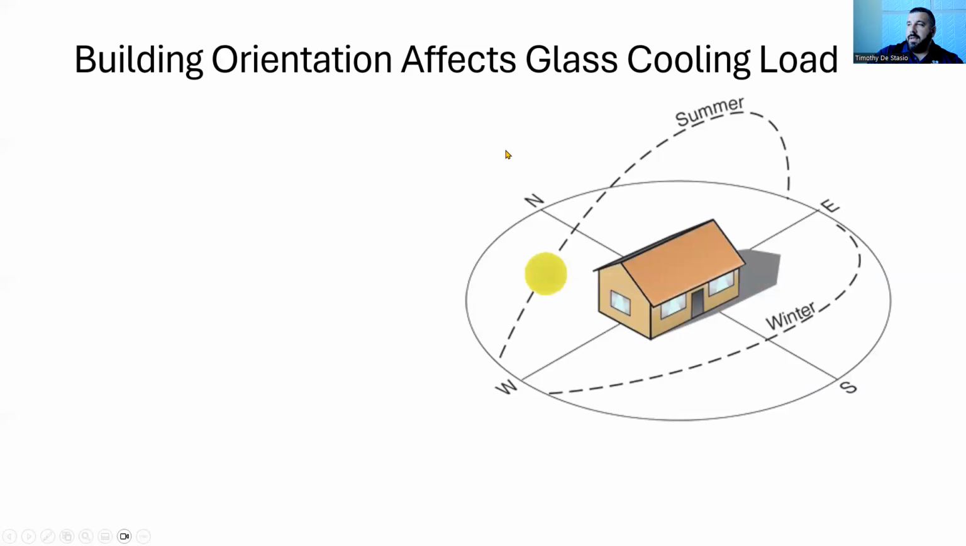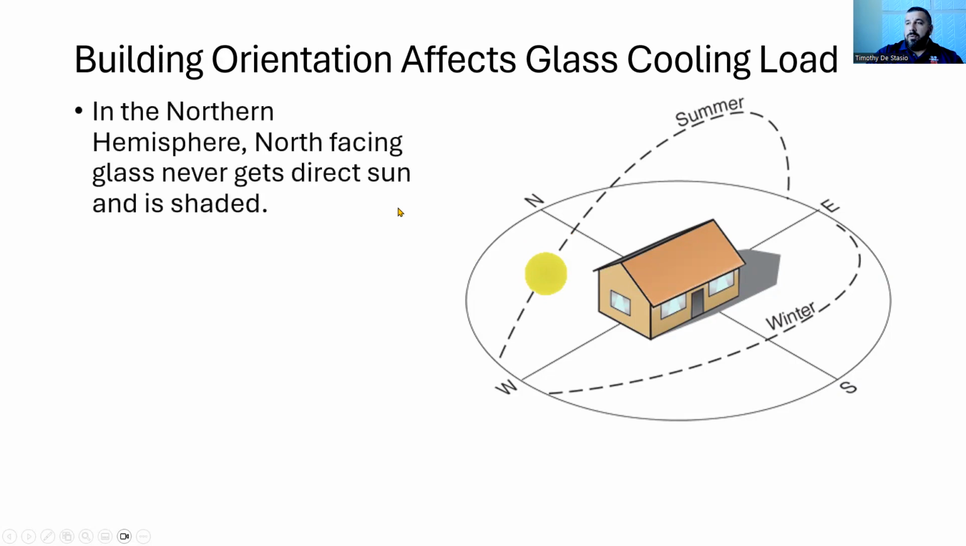The building orientation affects how much heat affects that glass in cooling in summer. And so in the northern hemisphere, the sun is always to the south of us. Even when it's directly above us, it's slightly to the south. The closer we get to the equator, the less to the south it is. But what you got to remember is that the north side of the house never gets direct sunlight. And so again, knowing what the building orientation is important to enter in the software.